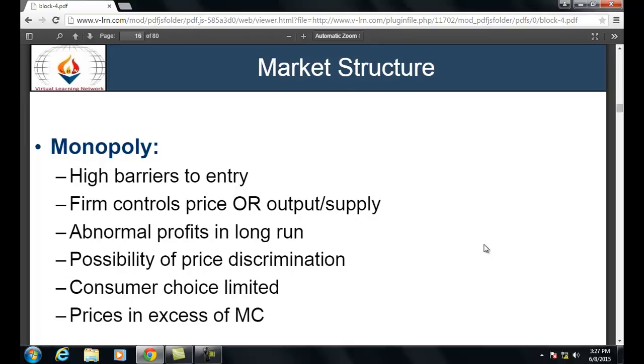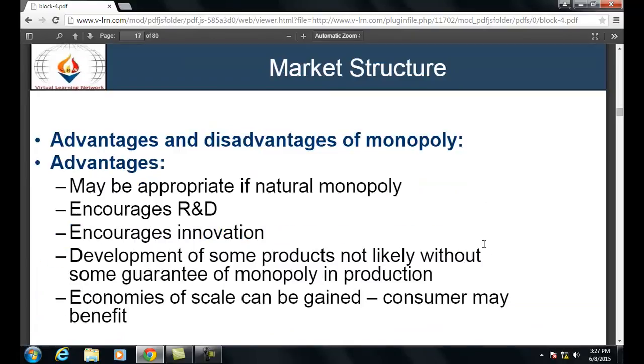price or output supply, abnormal profit in the long run, possibility of price discrimination, consumer choice limited, and price in excess of marginal cost. Advantages and disadvantages of monopoly.